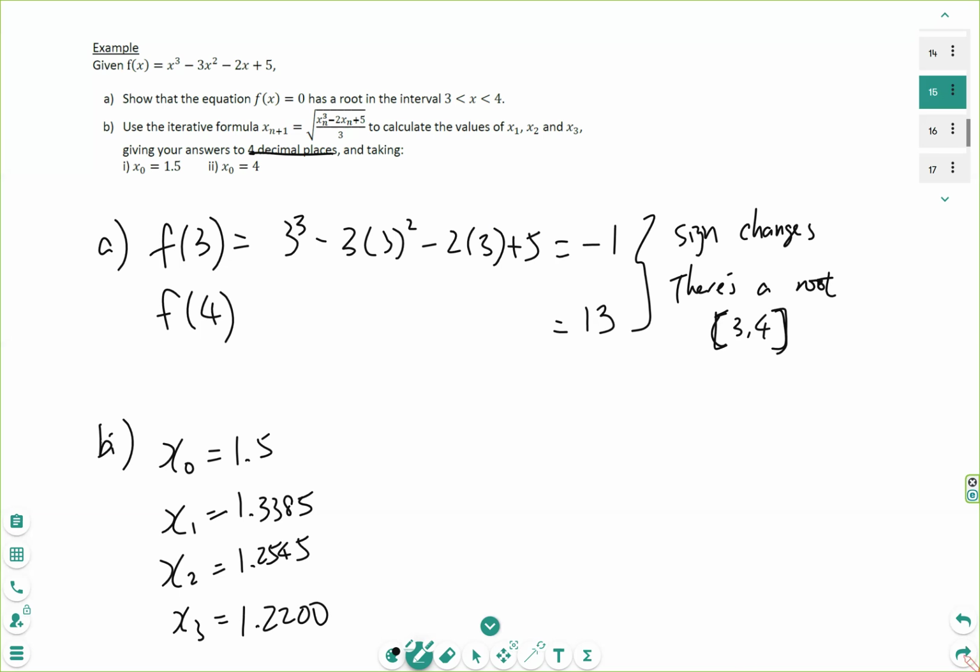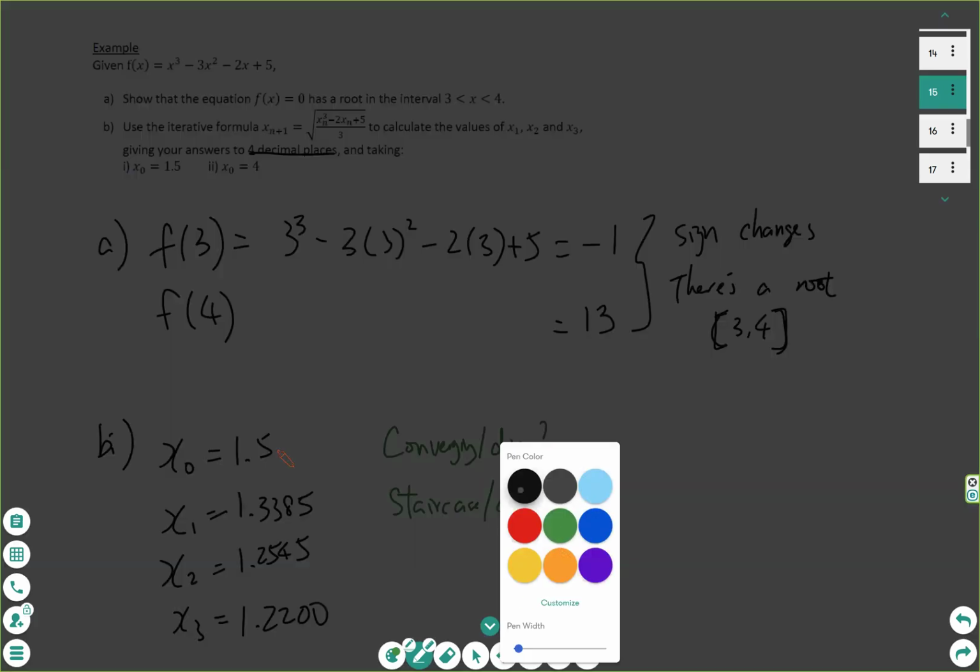Okay, question for you again. Is it converging or diverging? Is it a staircase or cobweb? Well, it is converging because you can see the gap is getting smaller and smaller, the number is getting closer and closer to a certain value. It's a staircase because they are consistently subtracting by a number. We're not adding and subtracting, we're consistently subtracting a number. So the number is consistently getting smaller and smaller.